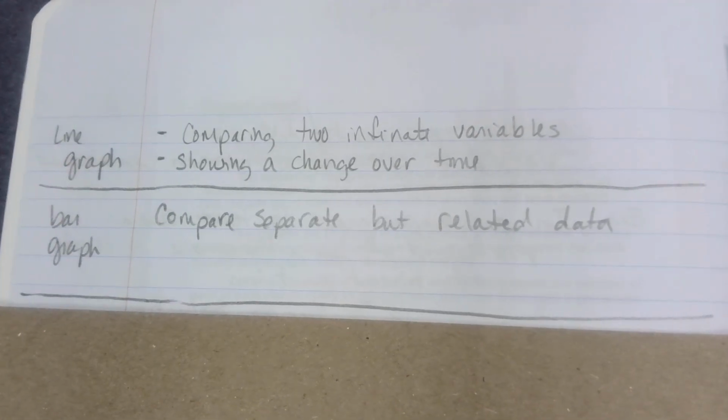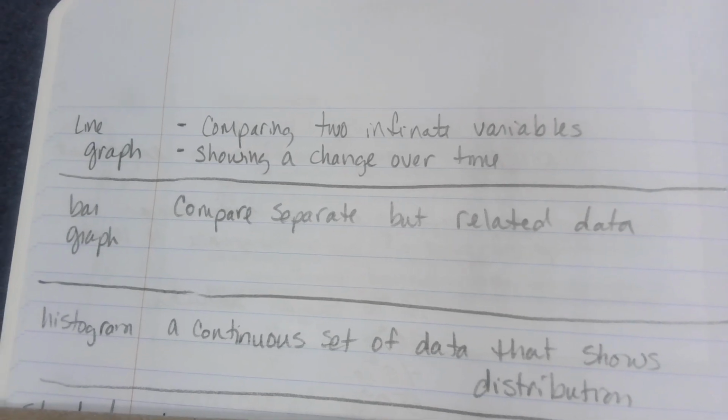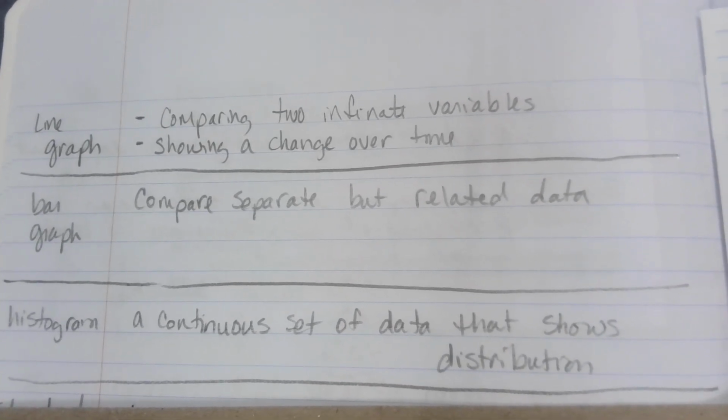A bar graph is going to be used to compare separate but related data. In a typical, plain old bar graph, the bars are separate from each other. They have the same amount of space between them because they are comparing separate but related data. A histogram has bars that touch because it is a continuous set of data that shows distribution.